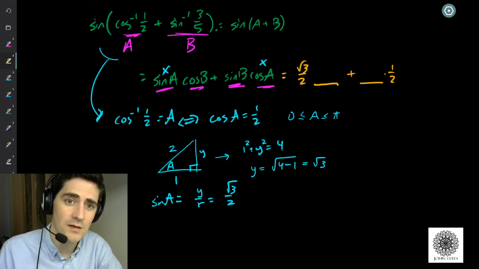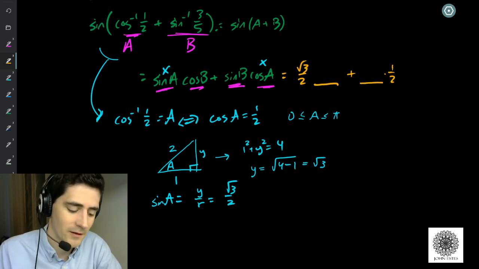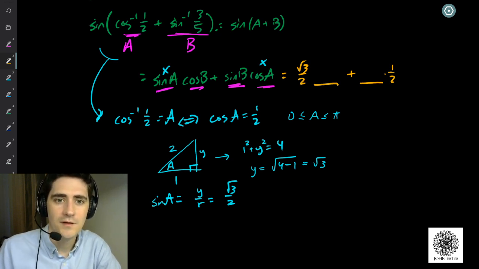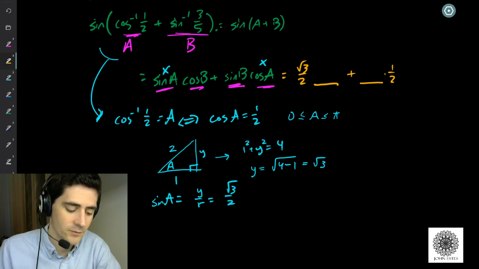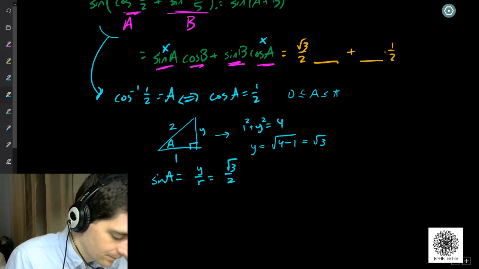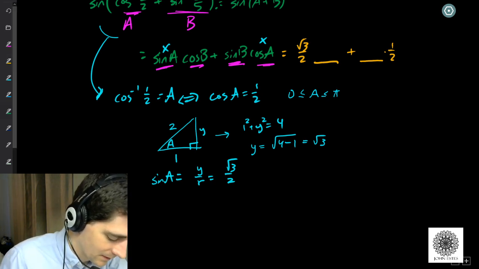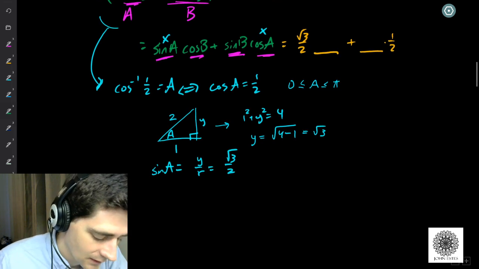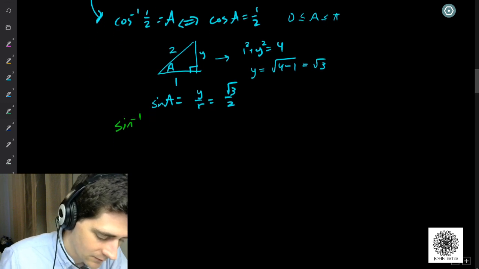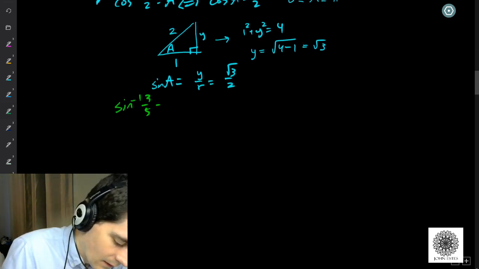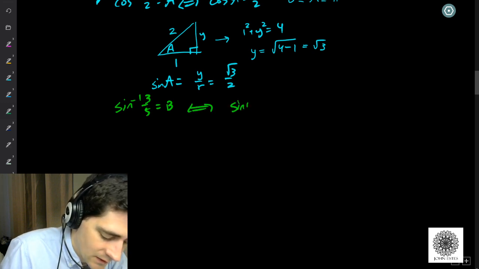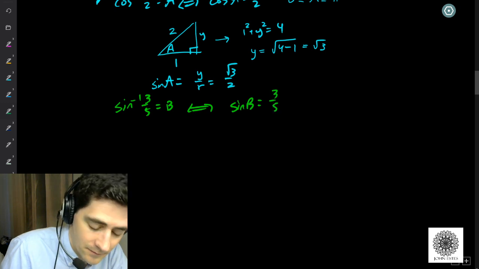Okay, now for angle B, I could use a triangle again, but remember I said you could use a triangle or identities. I'm going to use the identities here because I just want you to see it. All right, so looking at sine, I know that sine inverse of 3/5 equals B, which is another way of saying that sine of B equals 3/5.